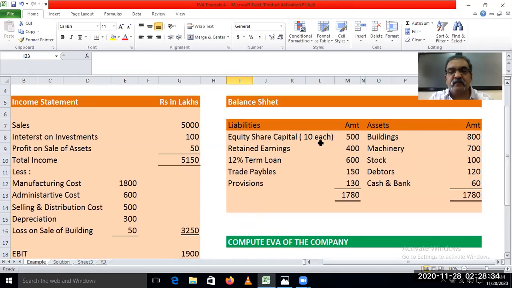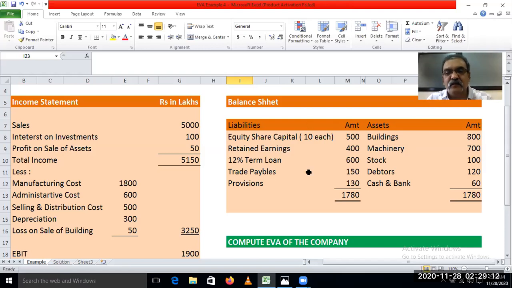Along with this income statement, the balance sheet is also given to us. Liability side: equity share capital of rupees 10 each 500, retained earnings 400, 12% term loan 600, trade payables 150, provisions 130. Asset side: building 800, machinery 700, stock 100, debtors 120, cash and bank 60. So the total of the balance sheet on both sides is 1,780. Now this asset side is actually irrelevant for us for calculating EVA.